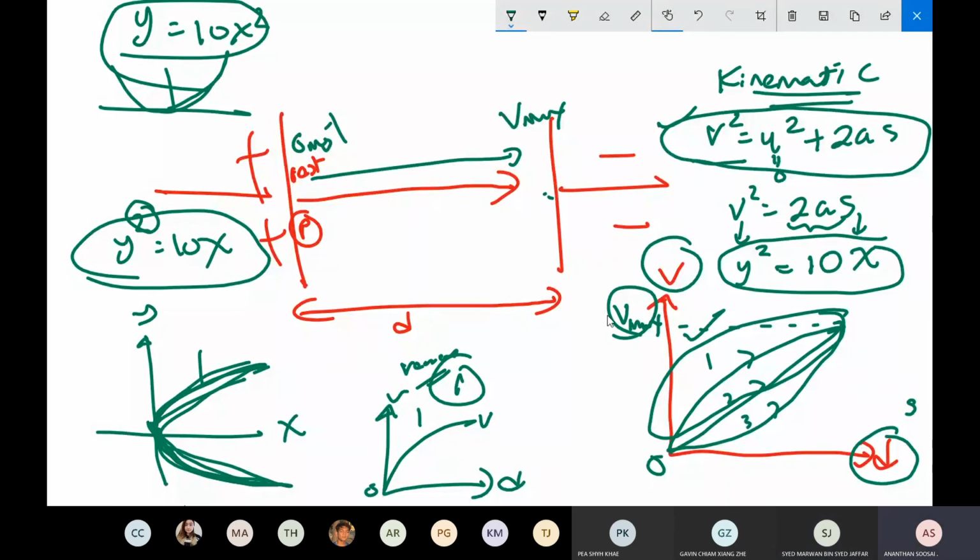Do you agree it's 1? So if you want to find the shape of the graph, you must get a formula linking the y and the x axis first. Most probably it's going to link to kinematics. Yes, so the answer should be 1.